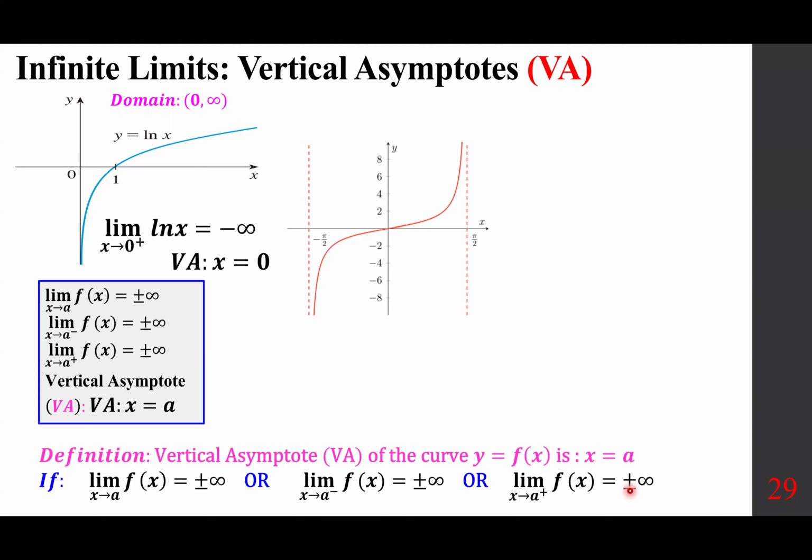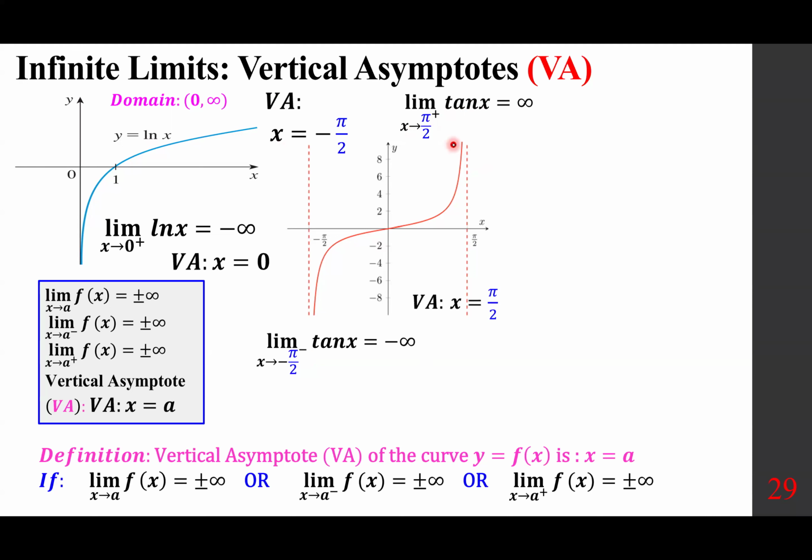For one complete cycle, it's got two vertical asymptotes, x equals negative pi over 2 and x equals pi over 2. The limit of tan x as x approaches negative pi over 2 from the left is negative infinity. We're talking about this one. So that means VA x equals minus pi over 2. On the other hand, if you look at this one, the limit of tan x as x approaches pi over 2 is equal to infinity, and that makes it the VA x equals pi over 2.